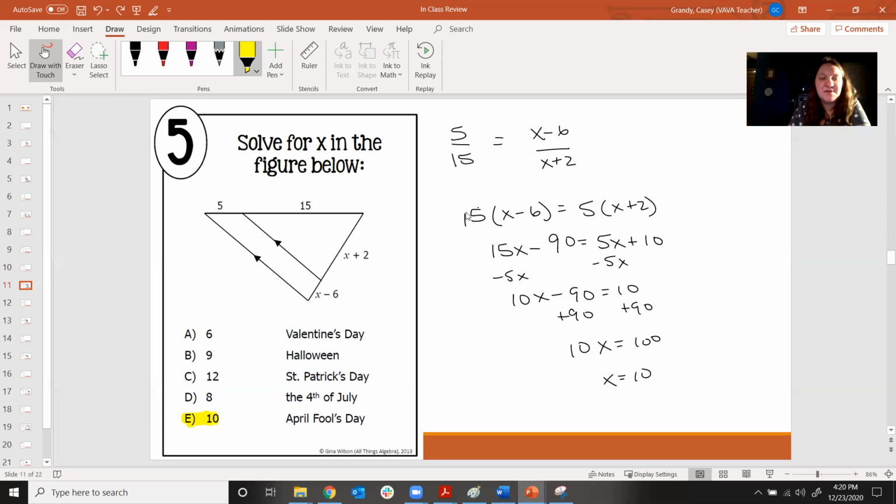So using the side splitter theorem, I can say 5 over 15 equals x minus 6 over x plus 2. If you had these flip-flopped, 5 over 15, x plus 2 over x minus 6, that's fine. When we cross multiply, we're going to get the same equation. Don't forget to distribute that 15 and that 5, and we're going to solve for x. You should get x equals 10.